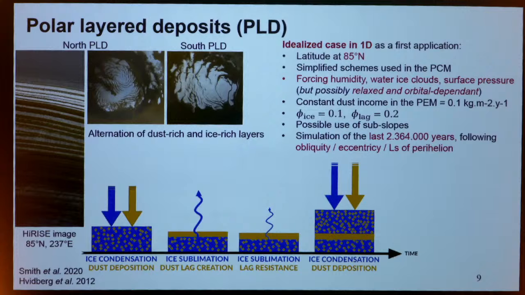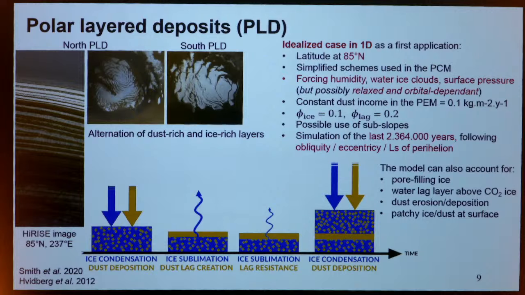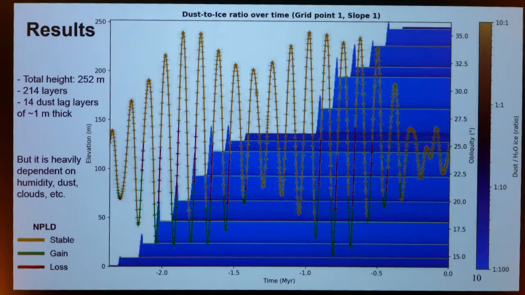And I will try to simulate the last almost 2.4 million years following the full variations of orbital parameters: obliquity, eccentricity, and Ls of perihelion. Of course, the model can already take into account many things, but I will skip them because I want things to be simple for that case. So here are my results for this really simple 1D case.